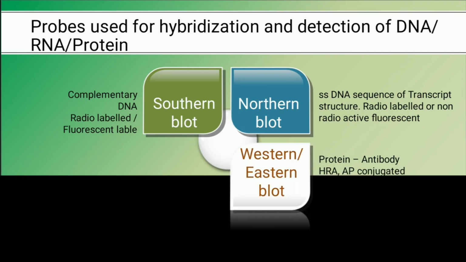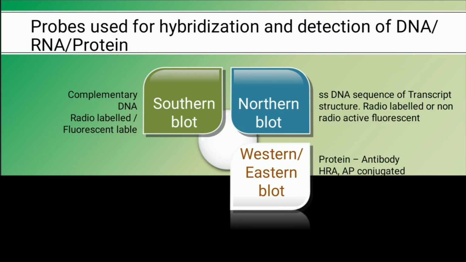And for Western blot and Eastern blotting techniques, protein molecules, that means antibodies specific to our protein of interest, conjugated with horseradish peroxidase (HRP) or alkaline phosphatase (AP), are widely used. Horseradish peroxidase conjugated antibodies are capable of detecting very low quantities of protein, hence they are highly sensitive, and we need sophisticated instruments such as a chemiDoc apparatus to detect the presence of the protein of interest.